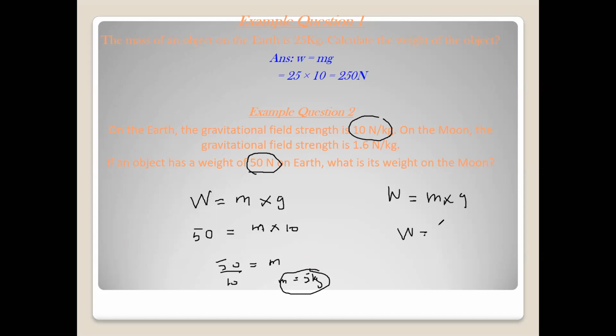So mass is 5 multiplied by, what is the gravity? The gravity is 1.6. So 5 multiplied by 1.6 is equal to 8 Newton. And it should be obvious that the weight of an object on the Moon is less, because the gravitational field strength of the Moon is much weaker as compared to that of the Earth. So that's why when you compare, the weight on Earth should be more and the weight on the Moon should be less.